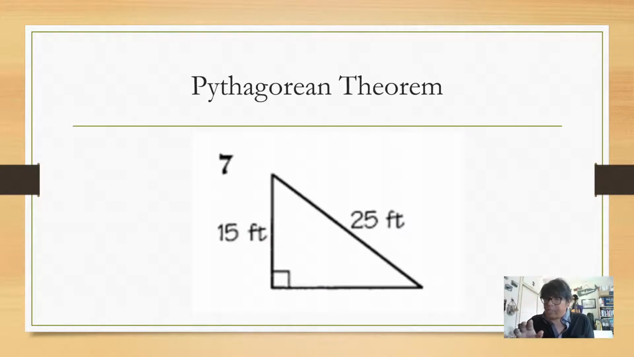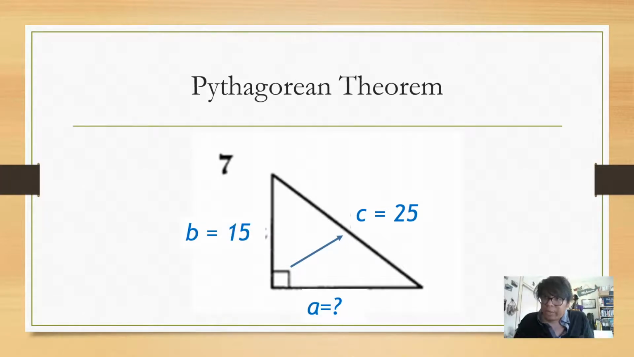Now we got number 7. Here's another right triangle. I can tell it's a right triangle because it has the box in the corner. And now I'm going to figure out where the most important side of the triangle is. Where is C? Well, it's opposite the box. C is 25. A and B don't quite matter as much. So this time A gets a question mark and B gets the 15.